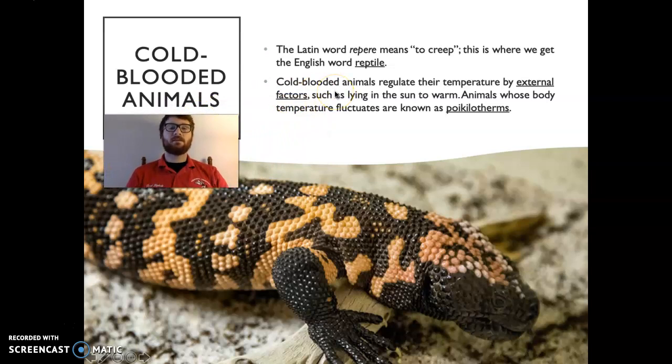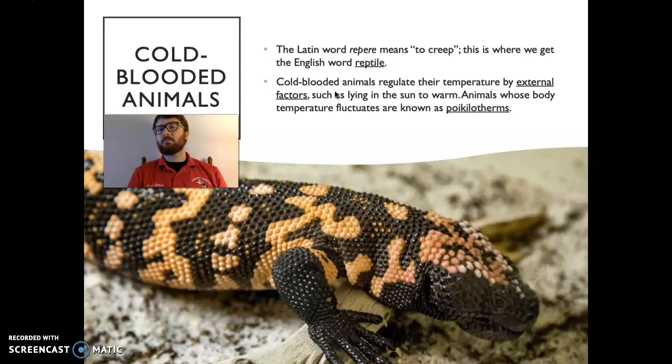Reptile is a word that comes from Latin, meaning to creep, repere, and reptiles, of course, creep along the ground, and they have many characteristics. For instance, they are cold-blooded or ectothermic, and they regulate their temperature by external factors. Meaning if they're cold, they have to lie in the sun to get warm. If they're too warm, they have to lie in the shade. If they don't, they die.